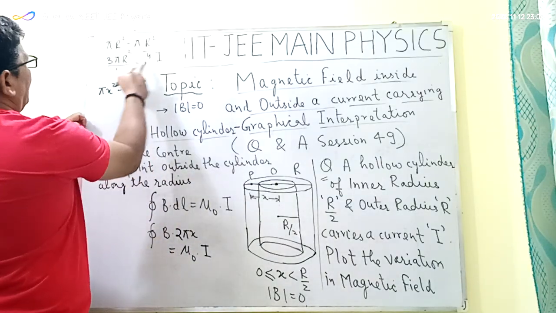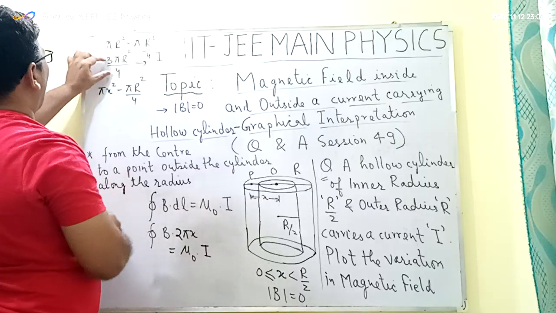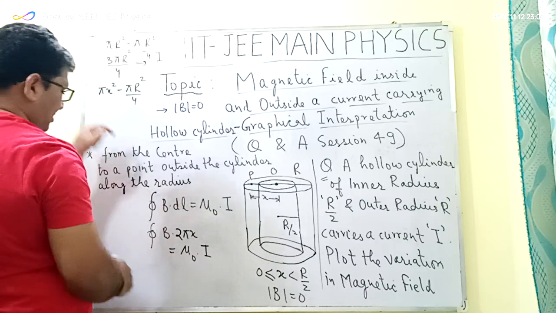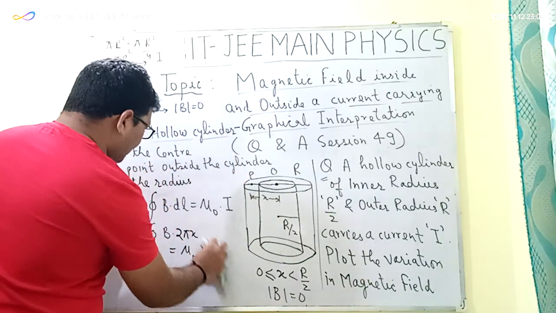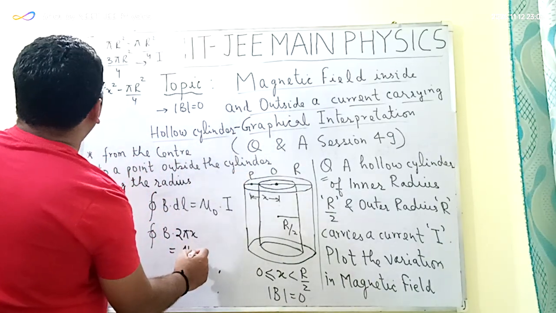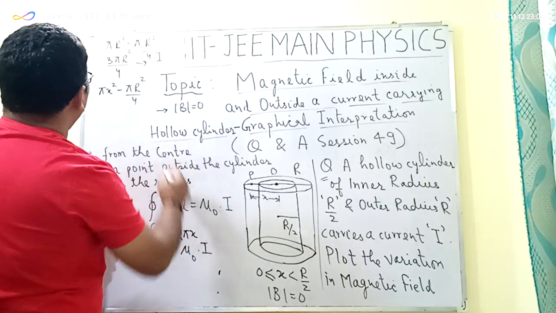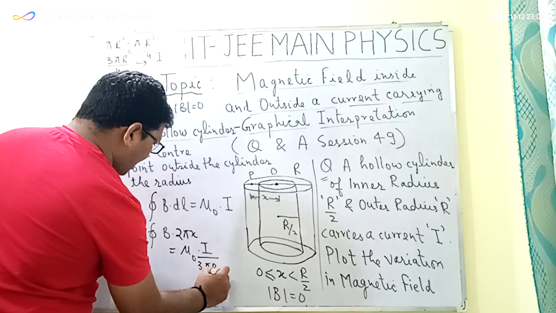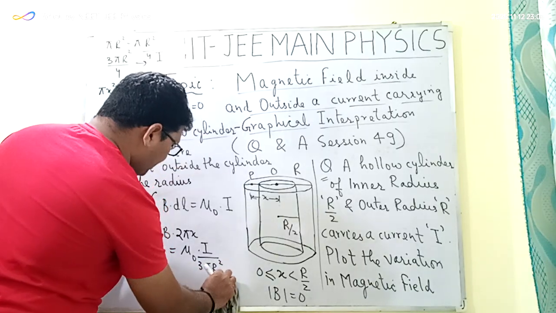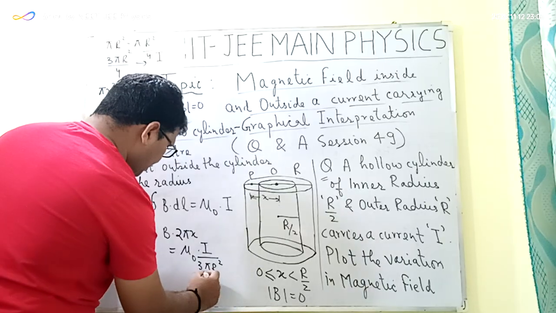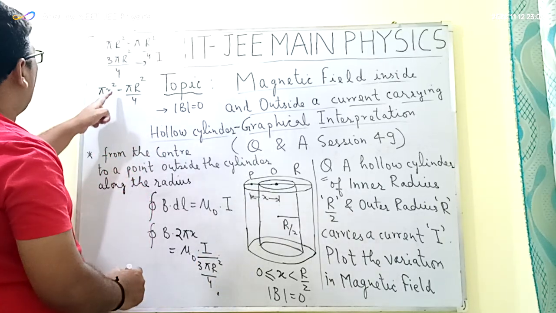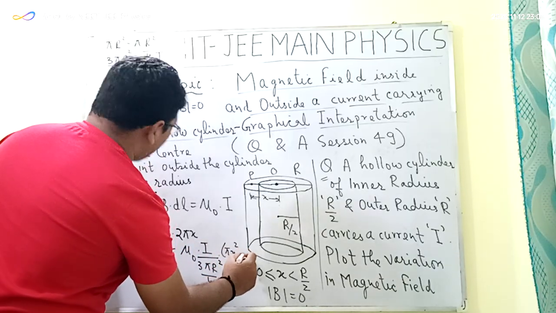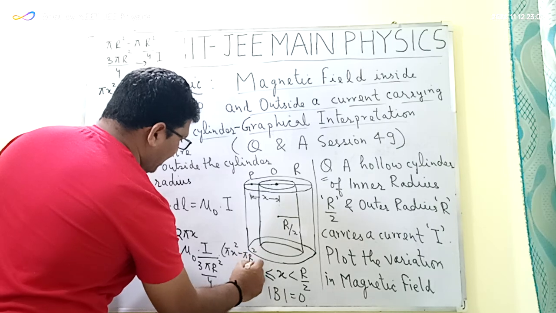So corresponding to this cross-sectional area, the current is equal to I. So for this cross-sectional area, the value of I will be equal to I divided by 3 pi r square upon 4, multiplied by pi x square minus pi r square by 4.